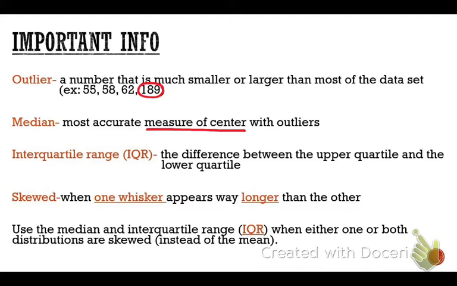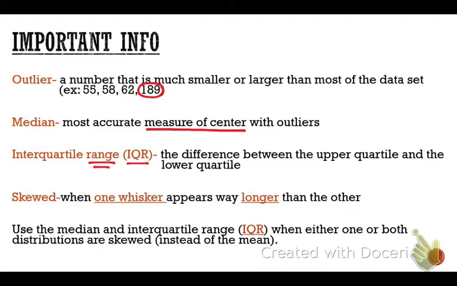I want you just to underline that word, IQR. We're going to talk a lot about that today. Another thing that you can be thinking, the IQR is the range. This is the difference between the upper quartile and the lower quartile in a box and whisker plot.